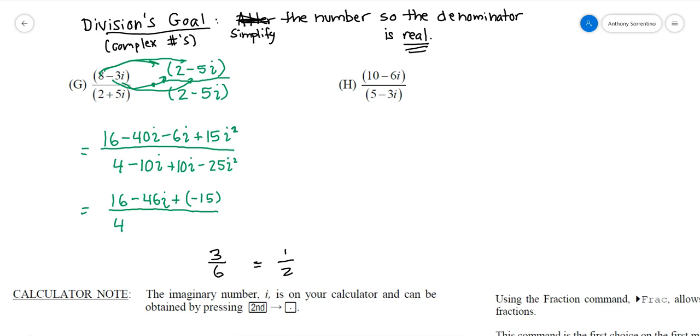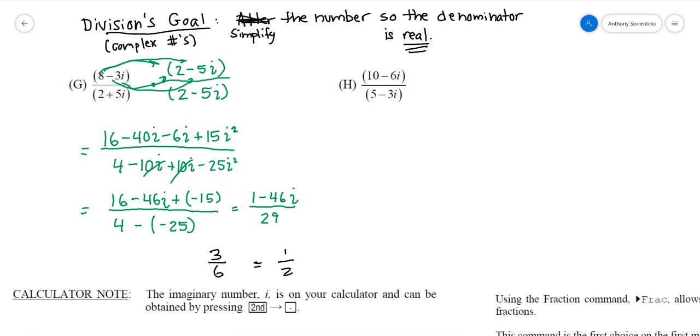Down here I'm going to have 4. The minus 10i and the plus 10i cancel. We expected that to happen because that's what makes the bottom number real. The imaginary parts go away. And I'm going to have a minus 25i squared, which is negative 25 because i squared is negative 1. So 16 plus a negative 15 is 1 minus 46i. 4 minus a negative 25 is the same thing as 4 plus 25, which is 29.